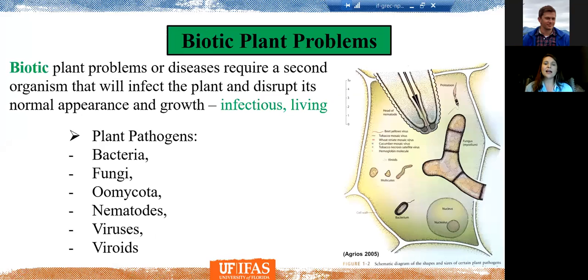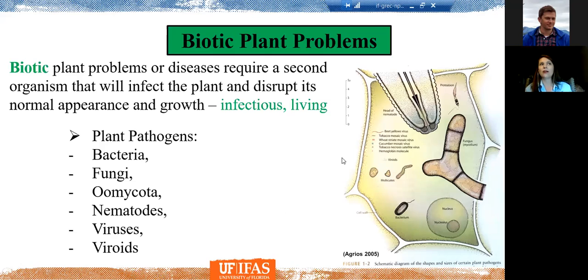The biotic problems are the diseases that require a second organism that will infect the plant and disrupt any part of its growth or appearance. Here we are talking about living organisms, plant pathogens like bacteria, fungi, oomycetes, nematodes, viruses, and viroids. This is a picture of a plant cell, comparing the size of the different organisms. It's interesting.